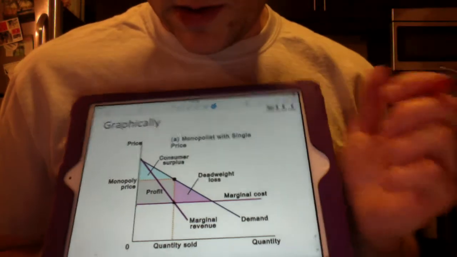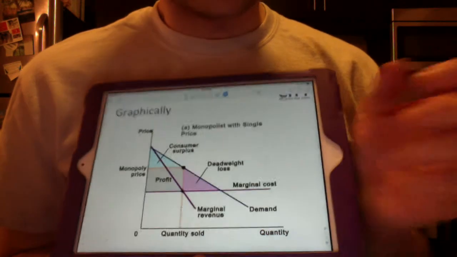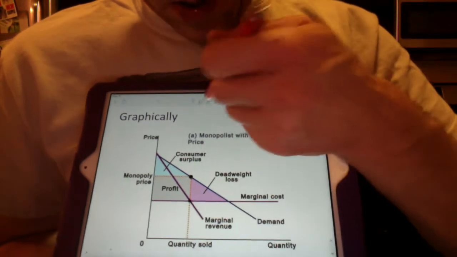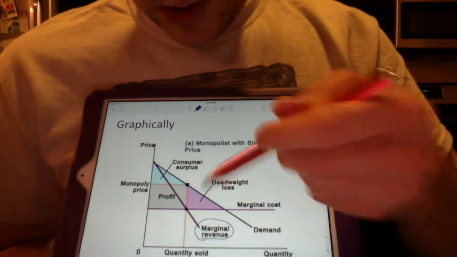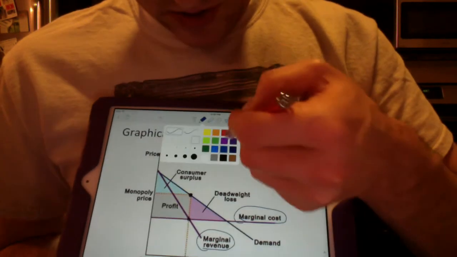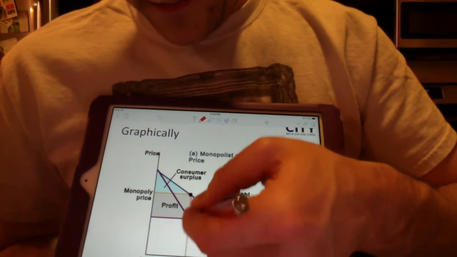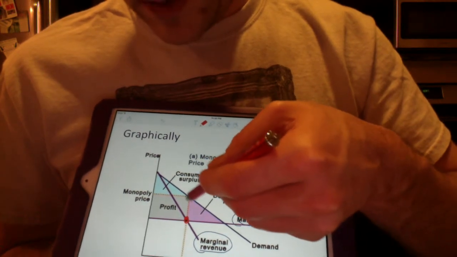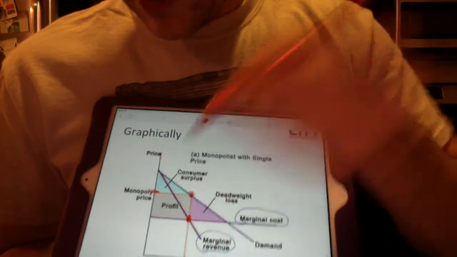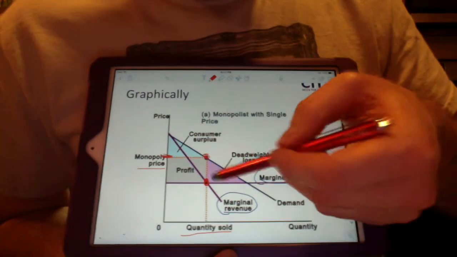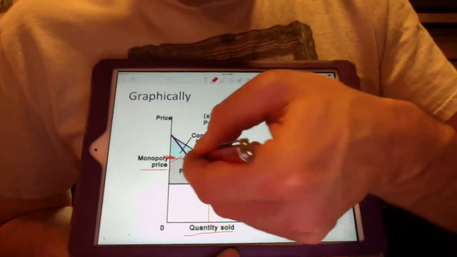So we want to look for where marginal revenue equals marginal cost, and you can see this line right here is marginal revenue, and this line right here is marginal cost, and these two intersect right here. So that's our quantity. Where's the demand price? The price is right there. So the monopolist is able to sell right there at that monopoly price. So what does this mean? They sell here, but they're only paying here. We're going to get profit.